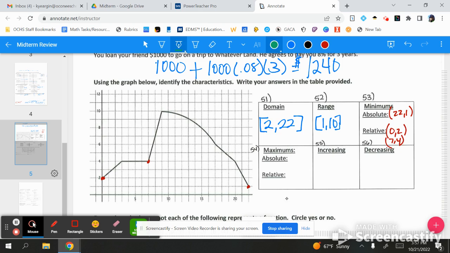Our maximums are here and here. For these maximums, we say our relative would be 3, 4. Our absolute max would be 9, 10.